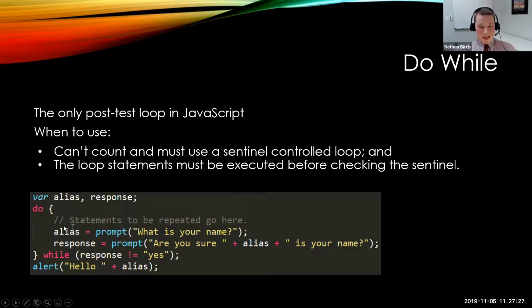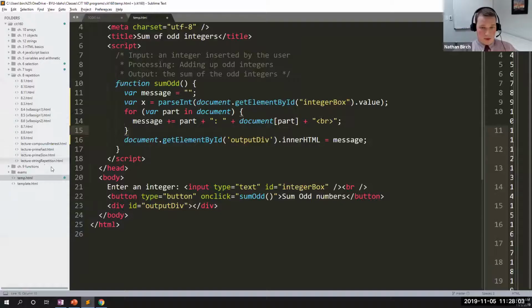Right here I say do this while a condition is true. So this code will always get executed at least once, regardless of the condition down here. Then in this condition, if it's true, it'll jump back up to the opening curly brace and execute all of that code again for as many times as this equates to true. Use it when you must use a sentinel controlled loop, and where the statements have to be executed at least once before checking. Let's look at an example for that one.